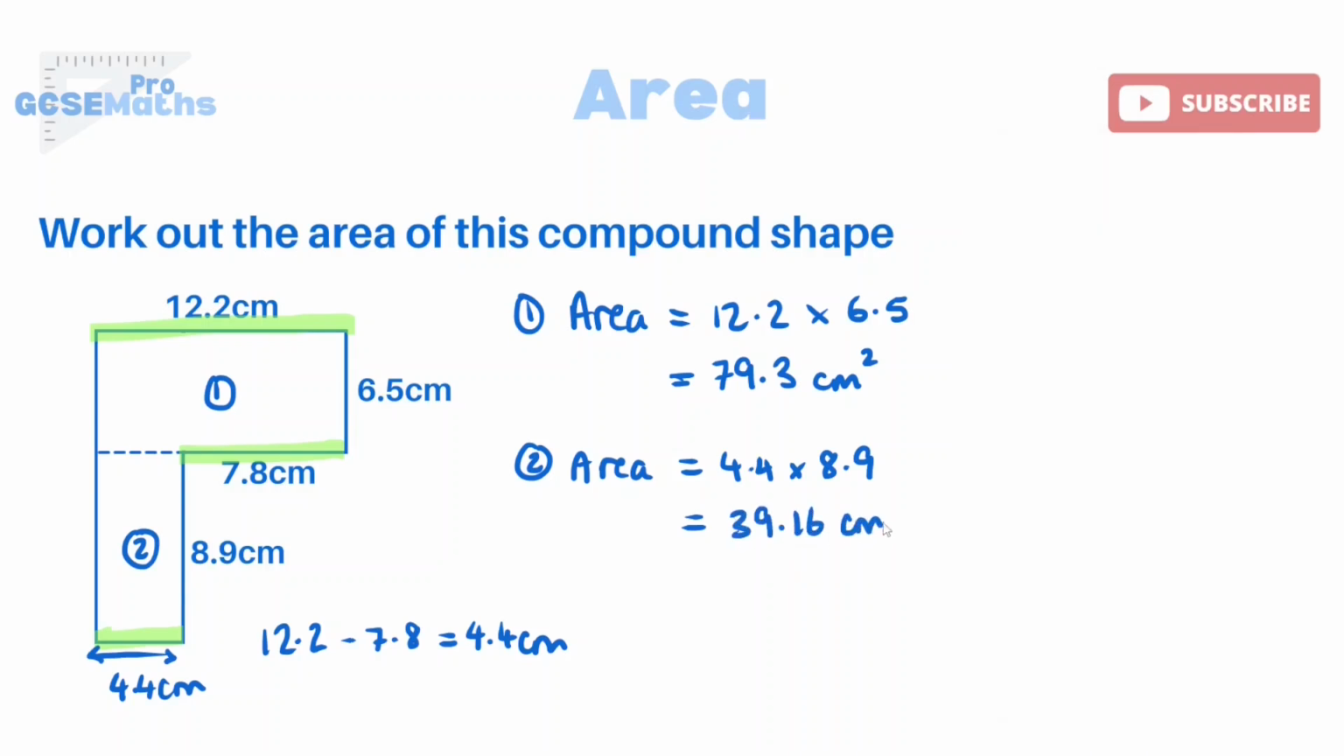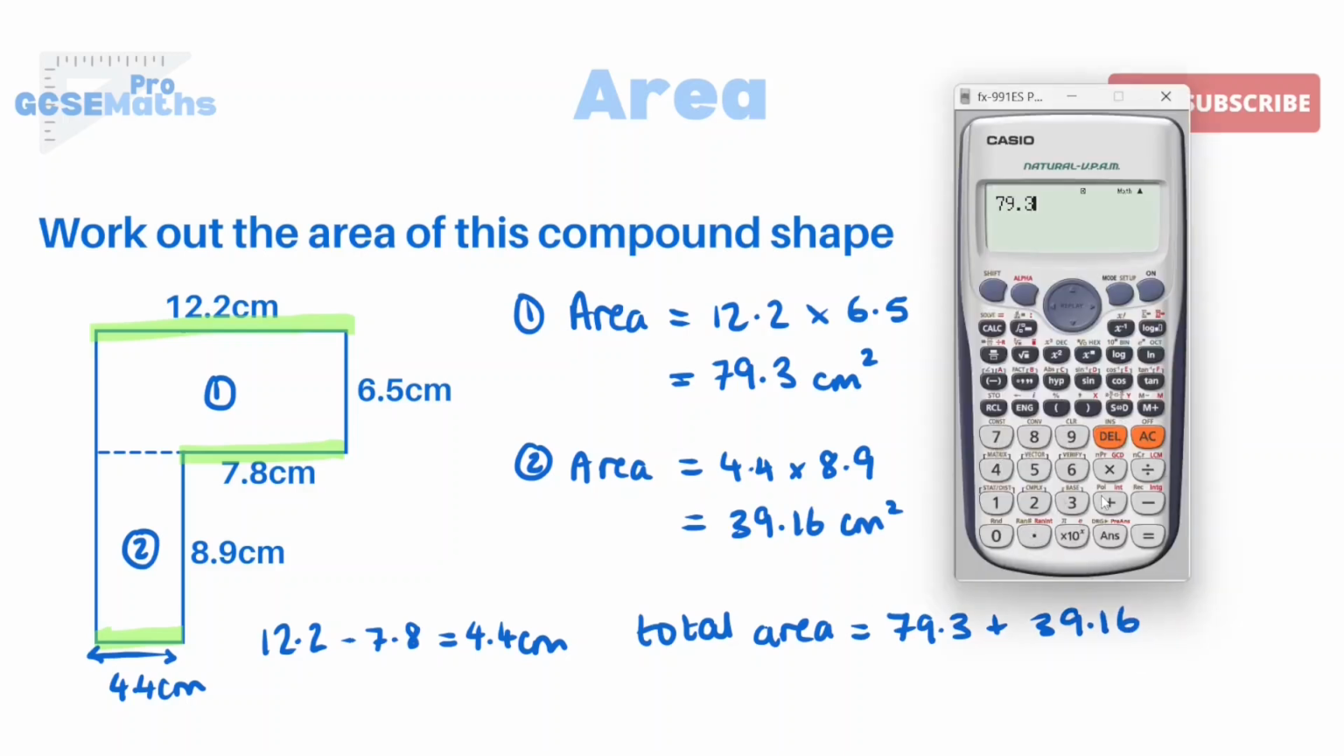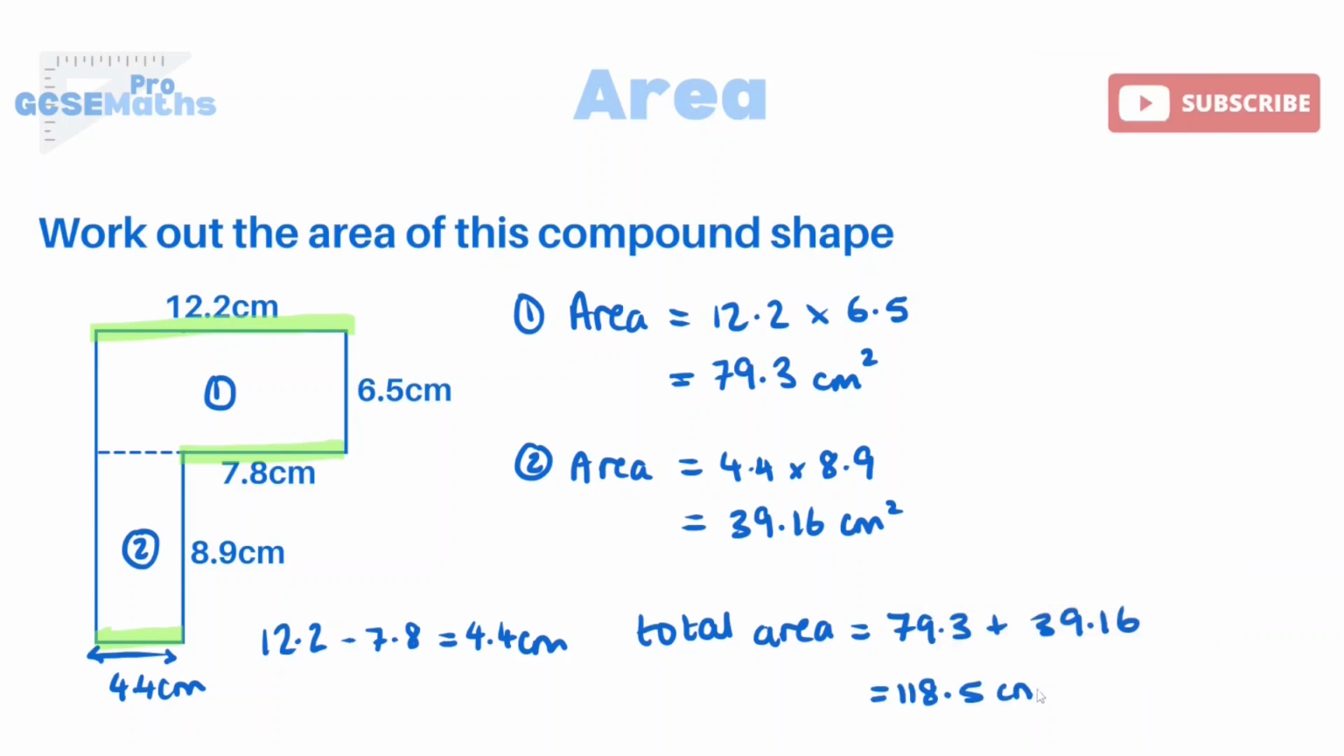The last bit is, I've got the two areas separately, and what I want to do now is add them together, because that's effectively what they've done with the rectangles. They've just stuck them together. So the total area is 79.3 plus 39.61. I'm just going to round that to one decimal place, which would be 118.9 centimetres squared, and that's to one decimal place.